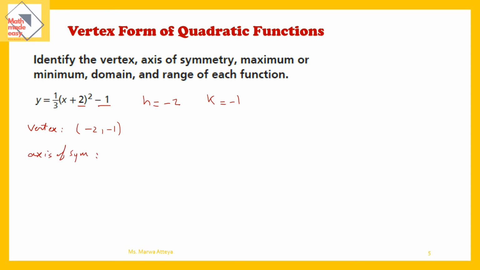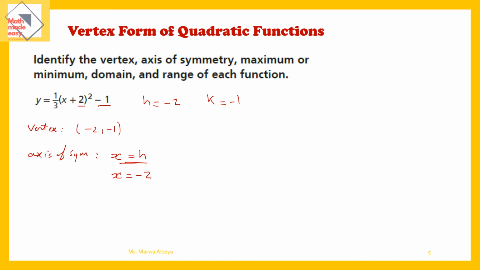How do we find that? Axis of symmetry is always x equal to h. Always. This is an equation of a line. x equal to h. So h in this case is equal to -2. So the axis of symmetry is x equal to -2.